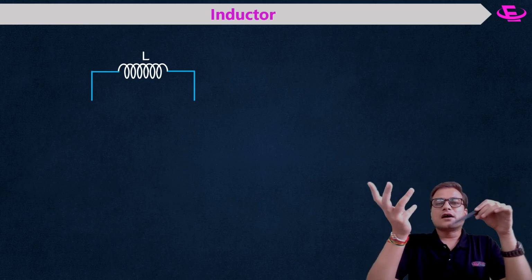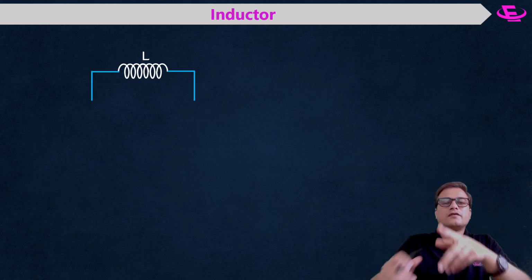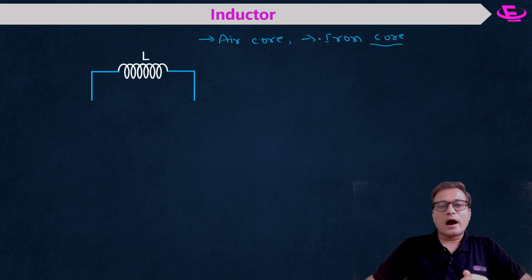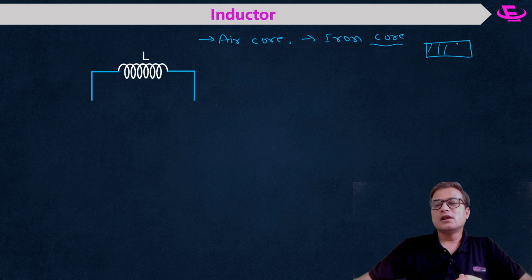But in the case of an inductor, there are two types. One is the air core inductor, and the other is the iron core inductor. It means if the coil is placed on some frame of iron material, that will be your iron core inductor, and if the coil is simply placed like this, it will be called an air core inductor.